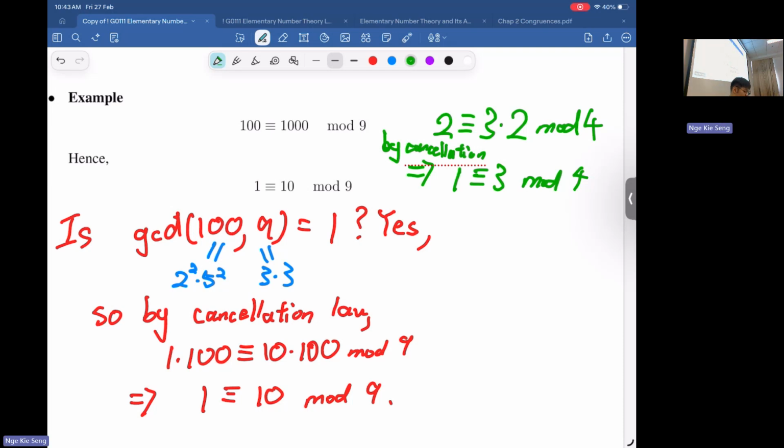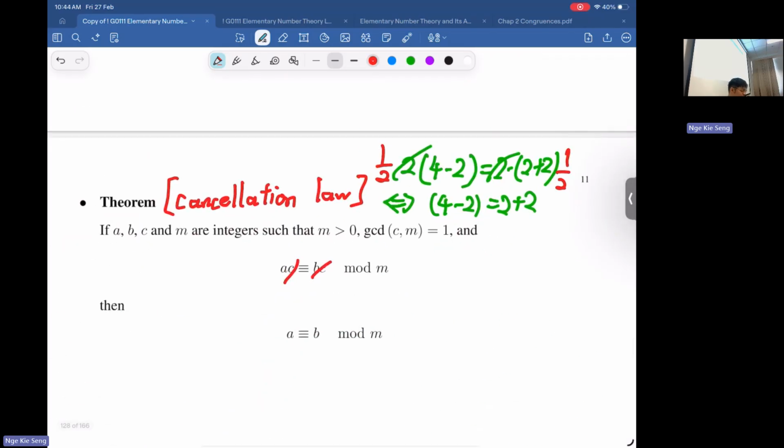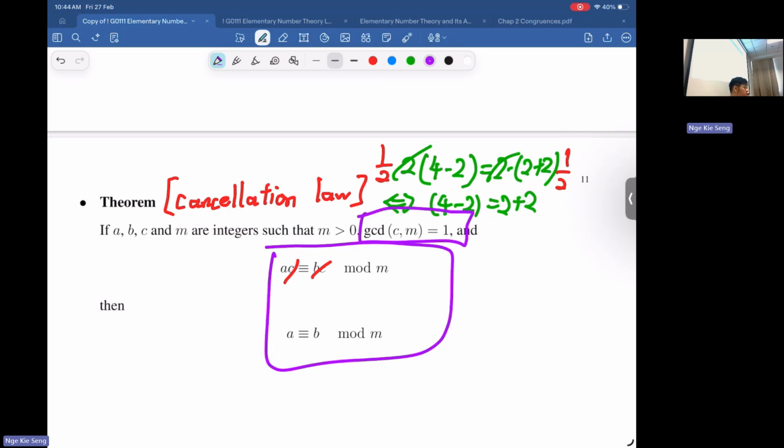What's wrong with it? The GCD of 2 and 4 is 2, not 1. Okay, so this GCD condition is very important. Yeah, so you cannot use the cancellation. In other words, when I give this example, it means that when you read the cancellation law, you cannot just read this. There is some condition coming in. You need to read the whole thing, from the start to the end. You cannot just read the end.